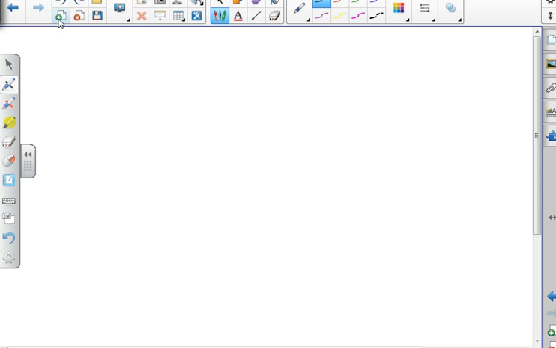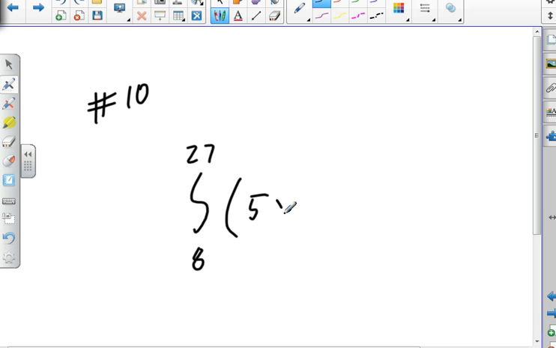Our first problem is number 10. Integral from 8 to 27 of 5x to the 2/3 plus 4x to the minus 1/3.